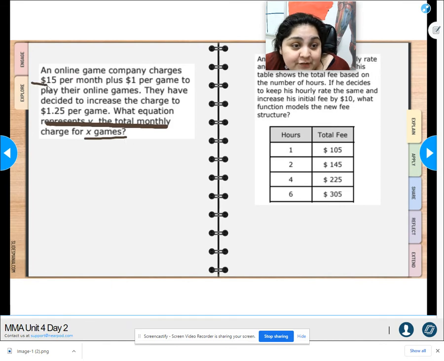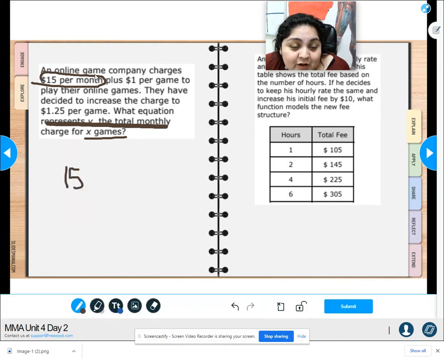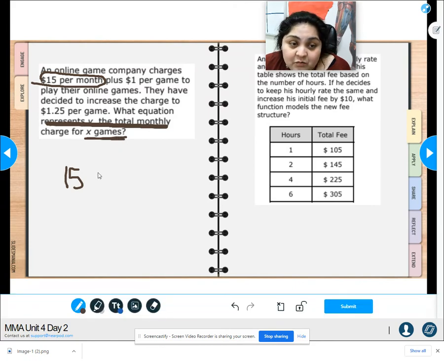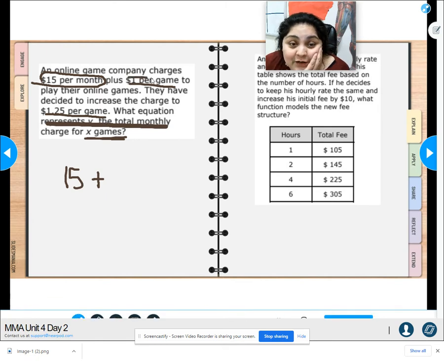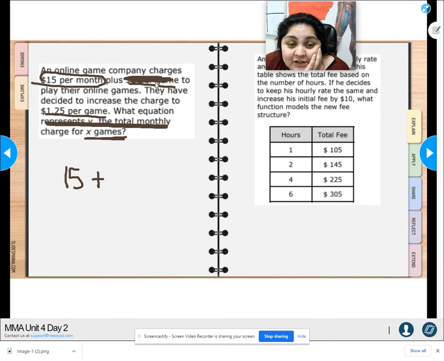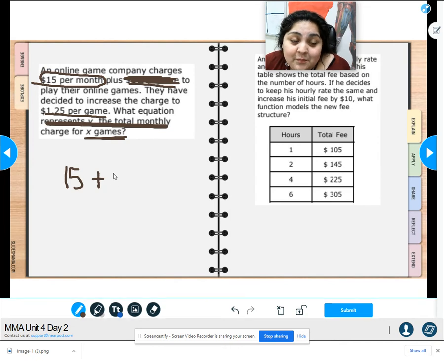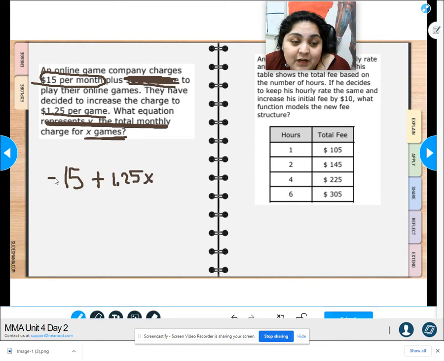So the company charges $15 per month. So we know 15 is going to be doing something. The word per needs to be multiplication. But over here, it said x was games, so we're just going to go ahead and put plus, because if it was months, then we would use x. But this is only talking about games. And this is $1.25 per game. They changed it, so you're not using the $1 one anymore. They gave that to you just to throw you off, to make you think we're going to use the 1. No, you have to read the question. The problem said that they were changing it. So it'd be $1.25x, and we could put equals y.